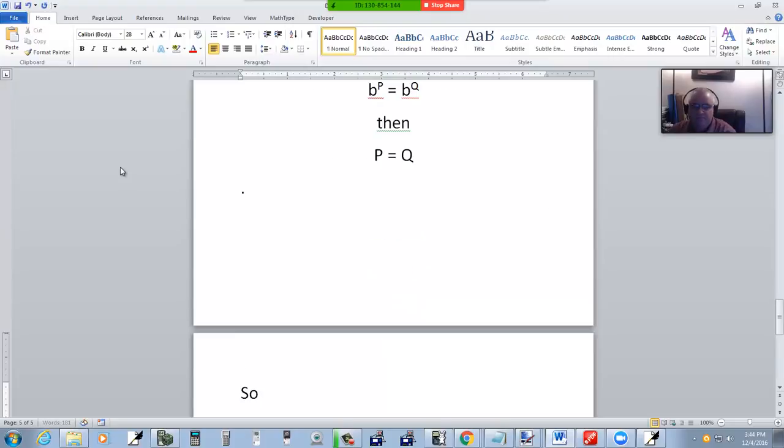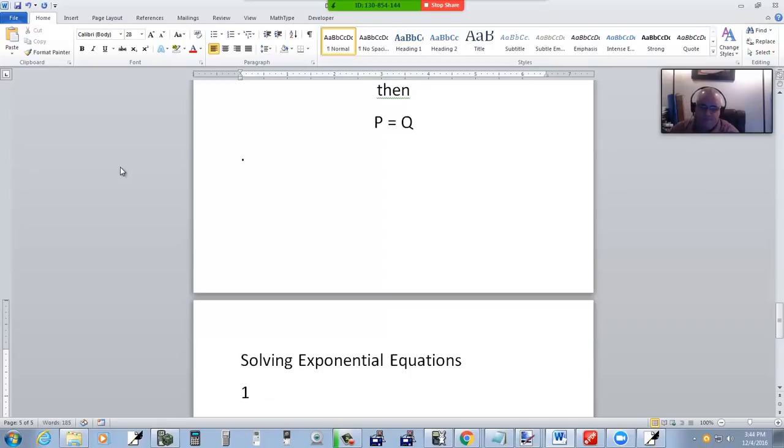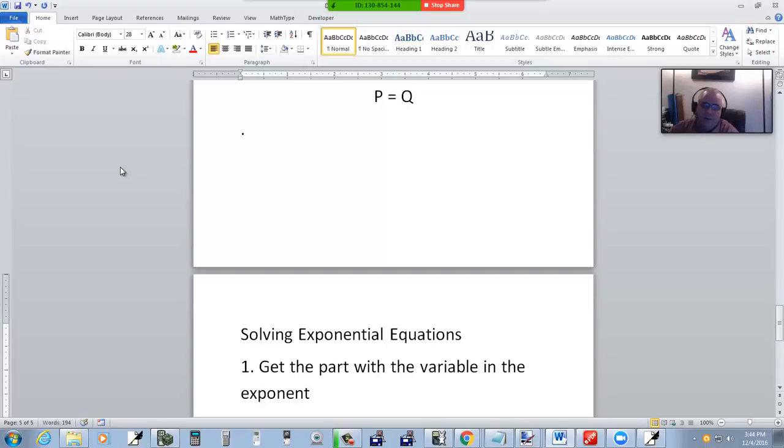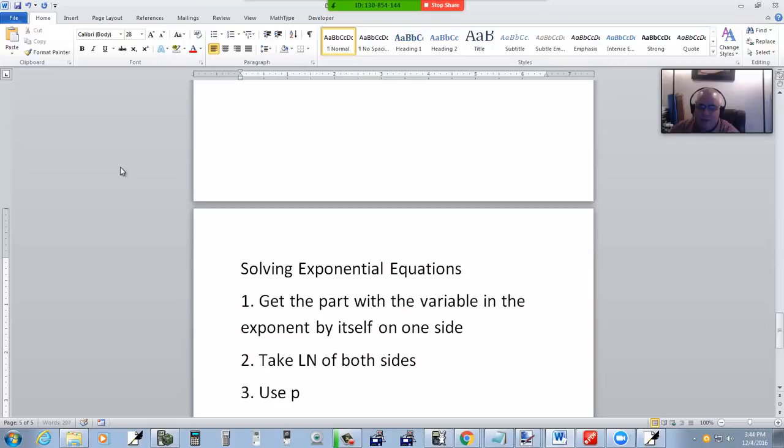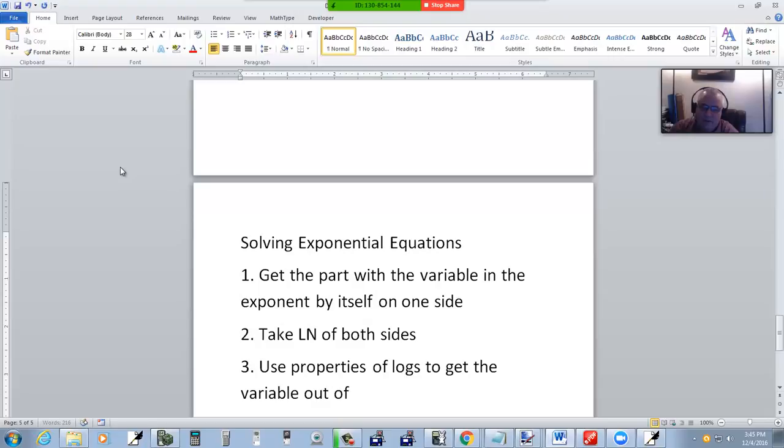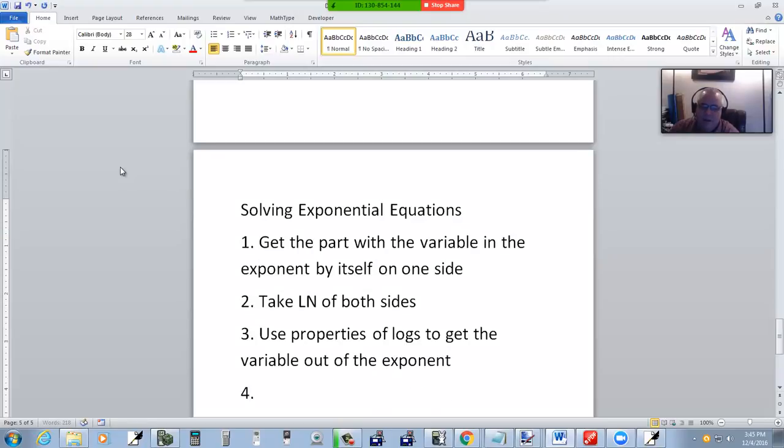So, solving exponential equations. Step 1. Get the part with the variable in the exponent by itself on one side. Step 2, take ln, natural log of both sides. Step 3, use properties of logs to get the variable out of the exponent. And step 4, solve for x.